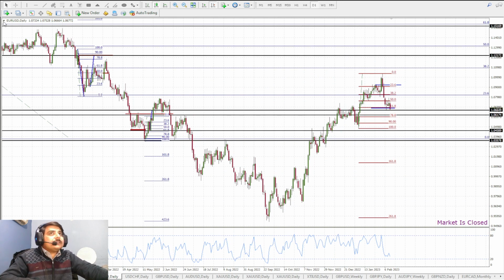So a very tiny setup, and that is showing me a break above. Now this is the Fibonacci, okay?